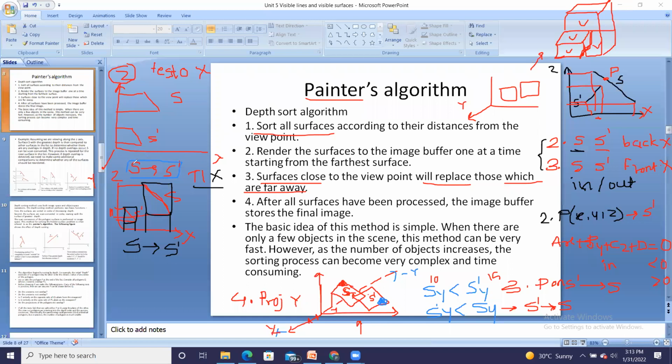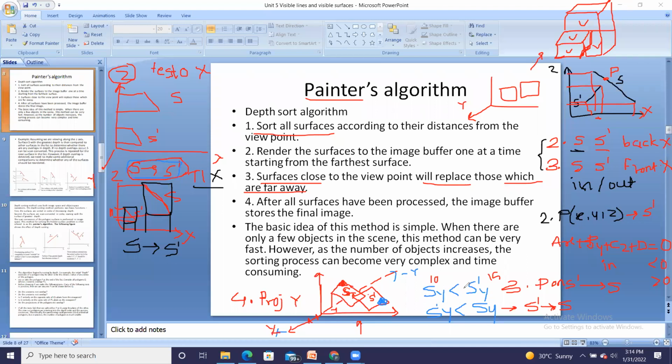सो व्हॉट एव्हर ऑर्डर आपण आधी जी डिसाईड केली होती, पहिल्यांदा एस आणि नंतर एस डॅश, ही चेंज करायची गरज नाहीये. बिकॉज एस वाय इज हॅव्हिंग लेस व्हॅल्यू दॅन दॅट ऑफ एस डॅश वाय, दॅट मीन्स इट इज लाईंग ऑन द बॅक इटसेल्फ, पाठीमागेच आहे हा. सो वी आर गोइंग टू ड्रॉ दिस, और वी आर गोइंग टू रेंडर दिस सरफेस फर्स्ट.